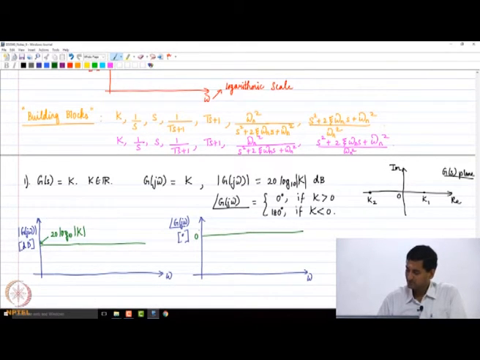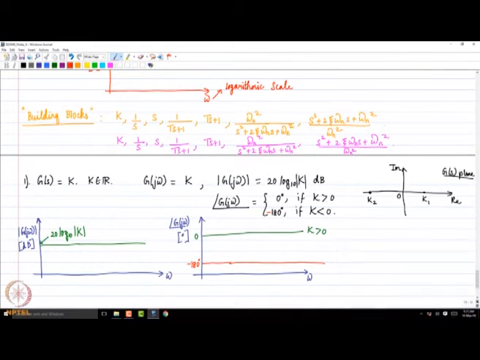I will have either 0 if k is greater than 0, or, typically what we do is that we take a negative value. We will see why we do that. So we take it as minus 180. Typically we will take it as minus 180 if k is less than 0. I will explain why we take the negative value here later on.